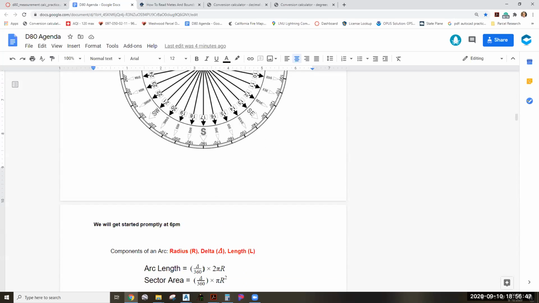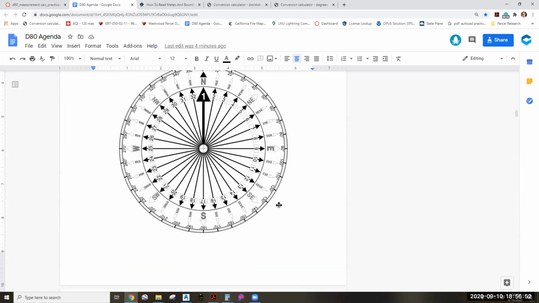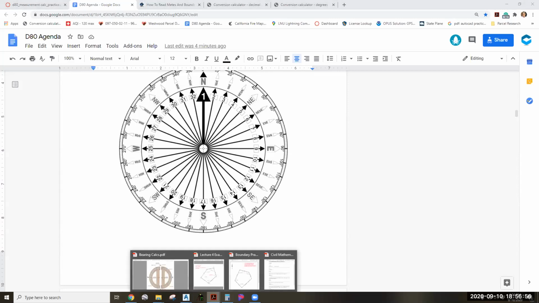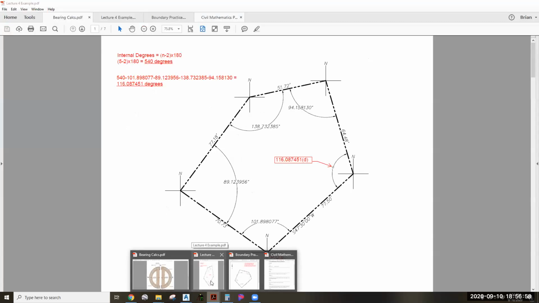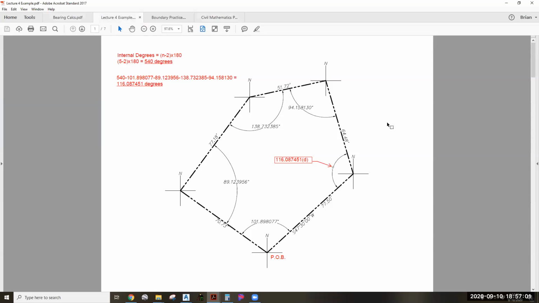Now I'm not going to go into radius delta length just yet. I want to get into the meat and potatoes of this lecture, and that is, I've put this handout on the website on Canvas for you so we can walk through it this evening. Okay, so we have about an hour and 15 minutes left of lecture, and I just want to make sure that everybody understands how this all comes together and makes sense.